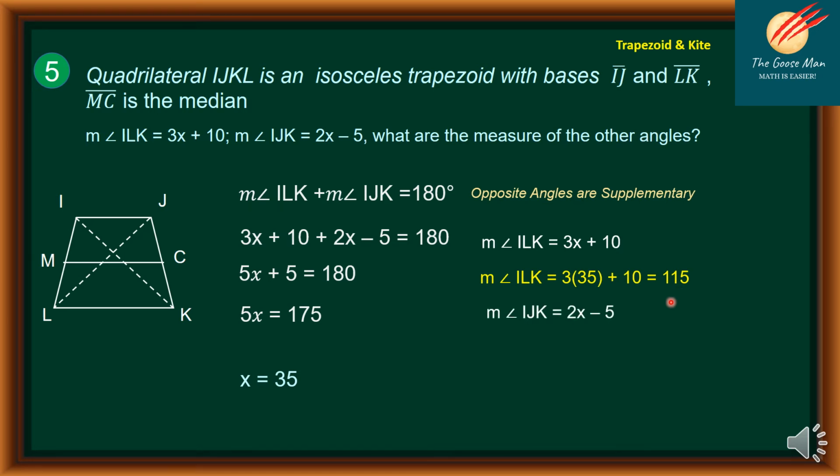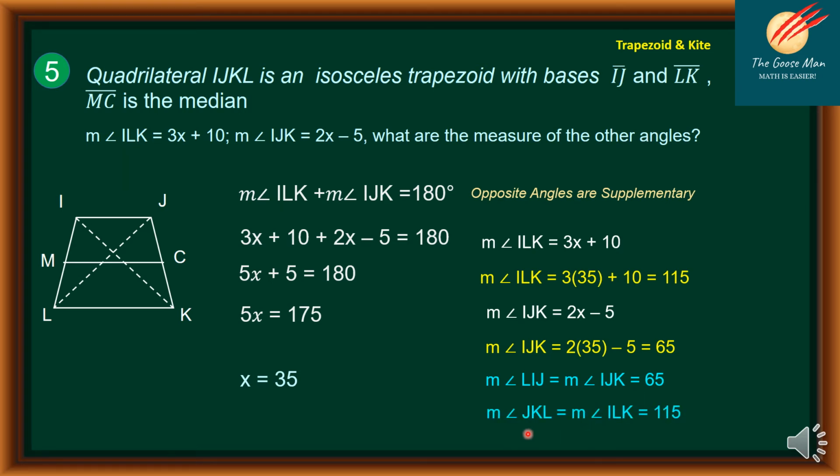On the other hand, the measure of angle IJK is equal to 2x minus 5. Substitute again. So we have 2 times 35 minus 5 is equal to 65. On the other hand, the measure of angle LIJ is equal to the measure of angle IJK, which is also 65. Also, the measure of angle JKL is equal to the measure of angle ILK. So this is also 115.